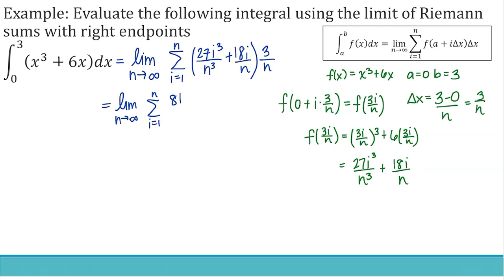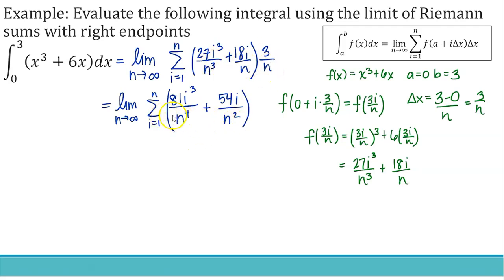All right, so here, this is going to be 81i cubed over n to the 4th. So we're multiplying the n and n cubed. And then plus 54i over n squared. So again, just distributing 3 over n to each term.